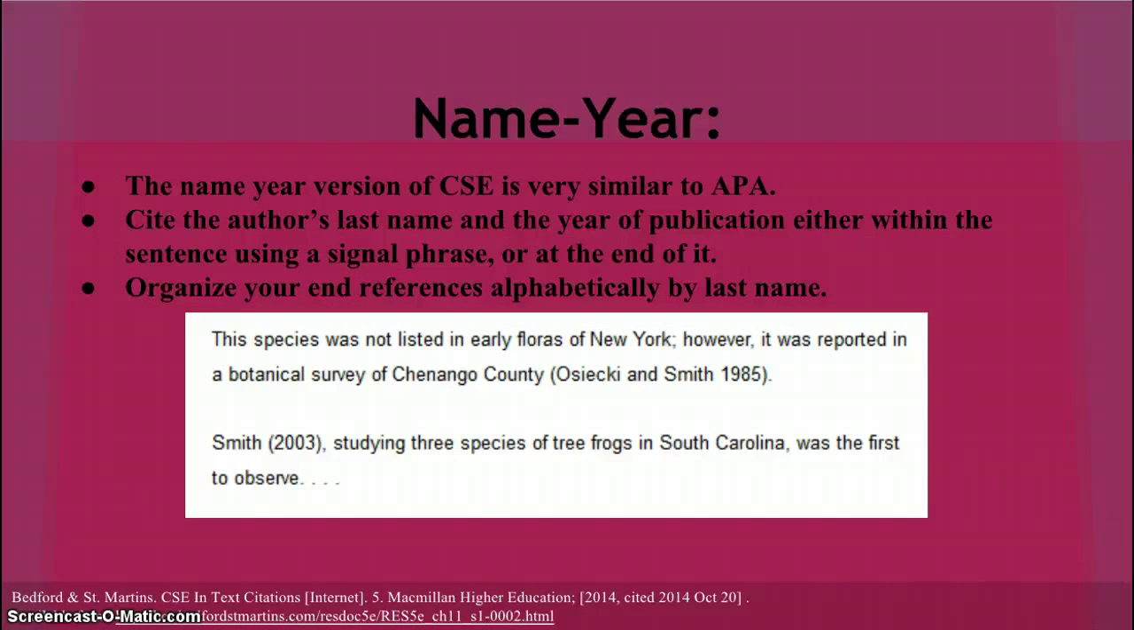The last variation of CSE style is the name year format. It is very similar to APA format. You simply cite the author's last name and the year of the publication, either within the sentence using a signal phrase or at the end of it. Be sure to organize your end references alphabetically. Now that we have reviewed the 3 citation variations, we can move on to the other aspects of CSE format.